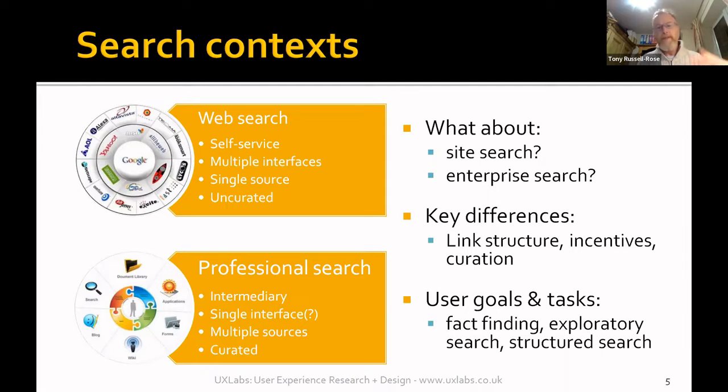You've got multiple interfaces to it, or multiple search engines. You're searching essentially a single source, anything that's at the end of a URL, and it's essentially uncurated. And that contrasts with professional search, which in some ways was where we all started, well, some of us in the 50s and 60s before the web came along. Professional search obviously is through an intermediary, arguably with a single interface and multiple sources and curated content and so on.